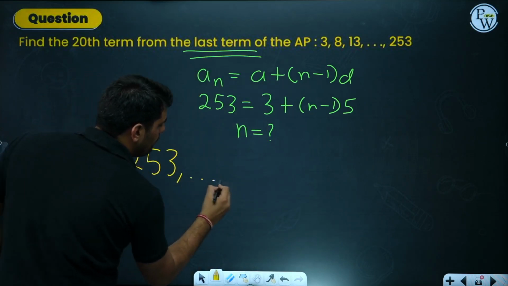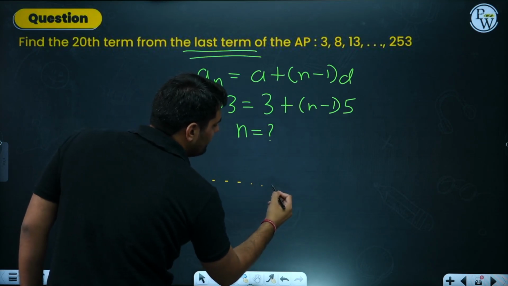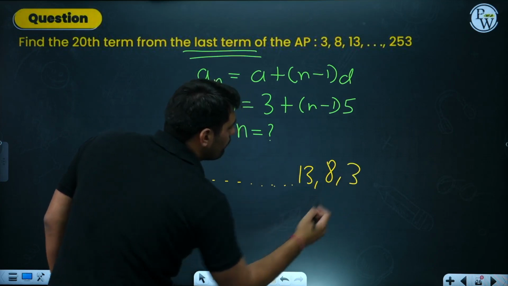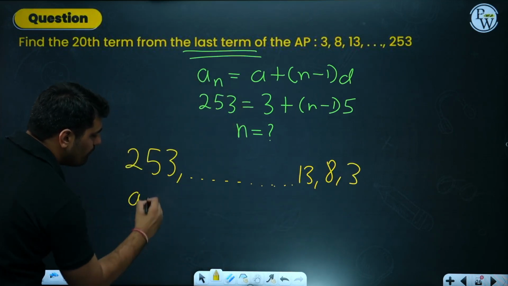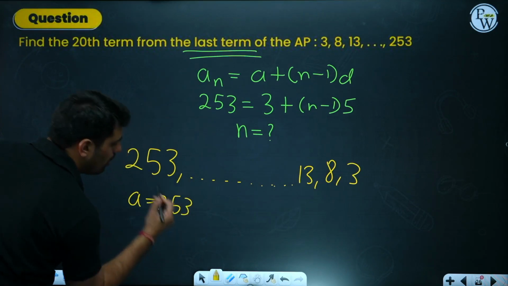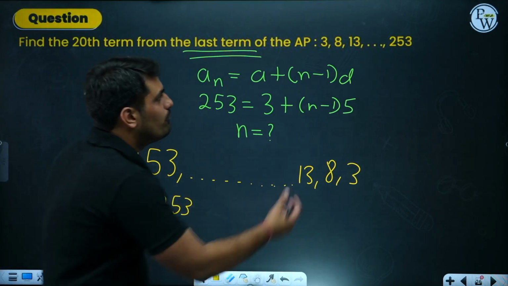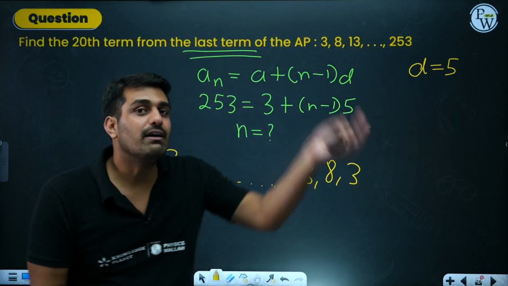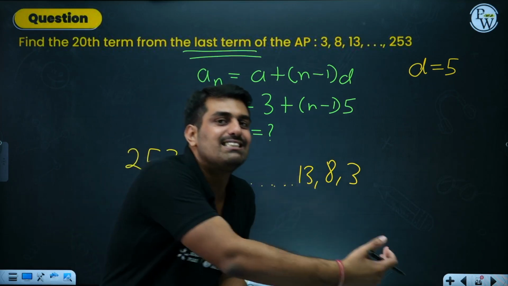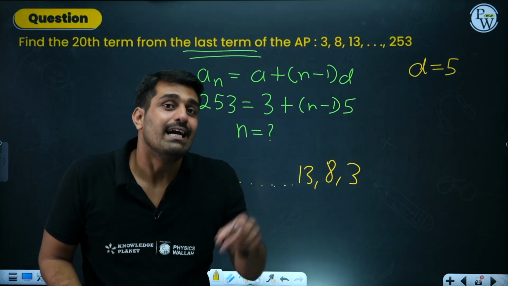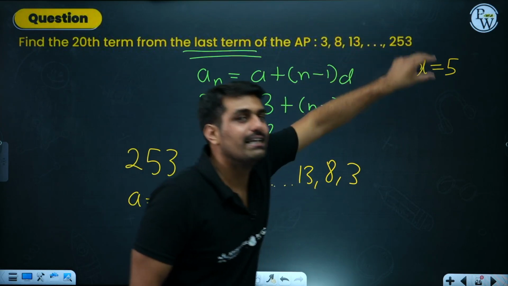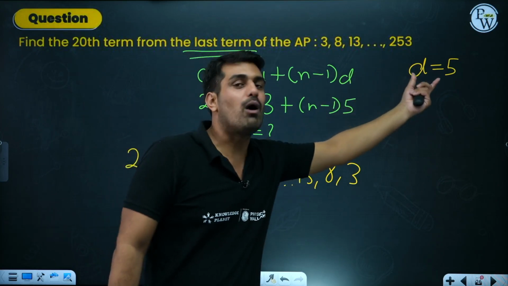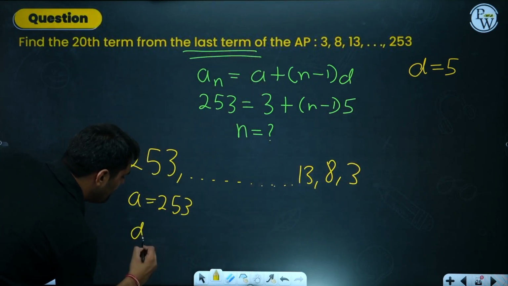This is our first term and you already have the value of A and D. So lastly we have 13, we have 8 and we have 3. From here, now the value of A changes. The value of A is 253. Alright. Value of D. Observe, over here the value of D was 5. When you reverse the AP, the last term becomes your first term. What happens to the D? Initially the numbers were increasing. Now the numbers are decreasing. So if the numbers are decreasing, initially if D was positive, now D will be negative. D will be minus 5.